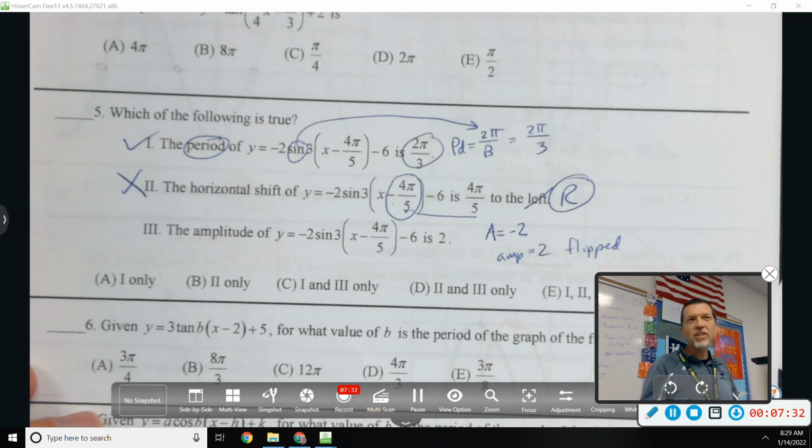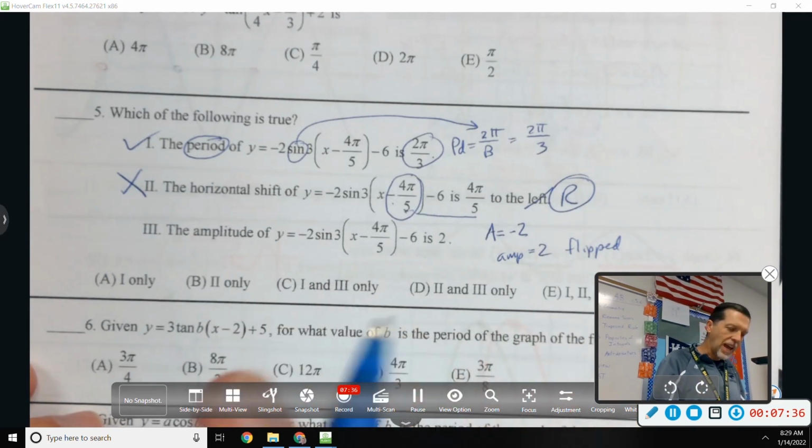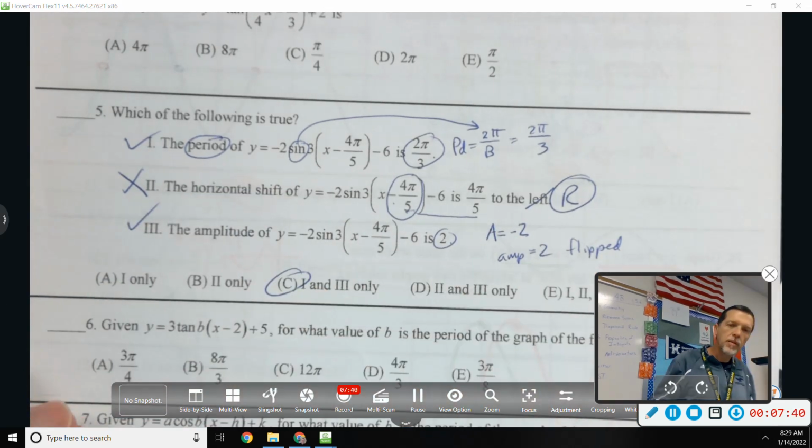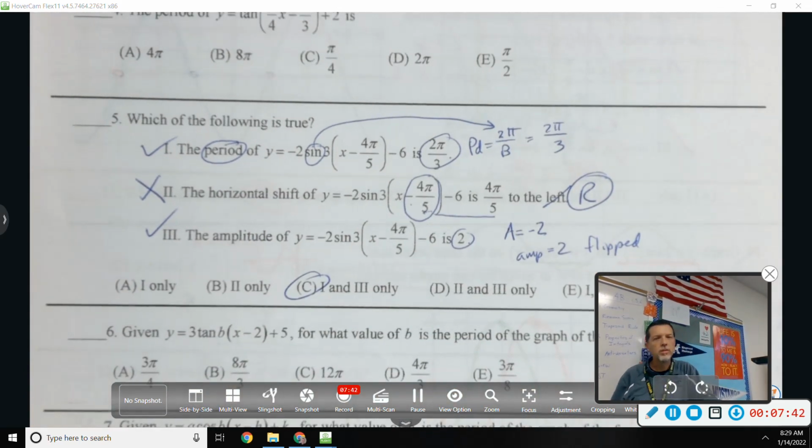My suspicion is you'd get the graph right if I asked you to graph it. But technically the amplitude is positive 2, so that's true. So, great question to clarify that little issue about A versus amplitude, and they're not exactly the same thing. So amplitude is always going to be positive no matter what A is? Correct.